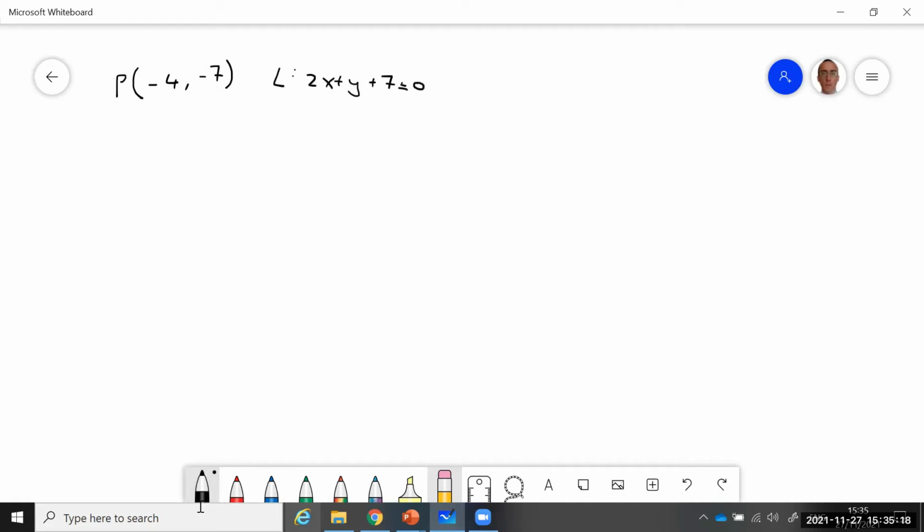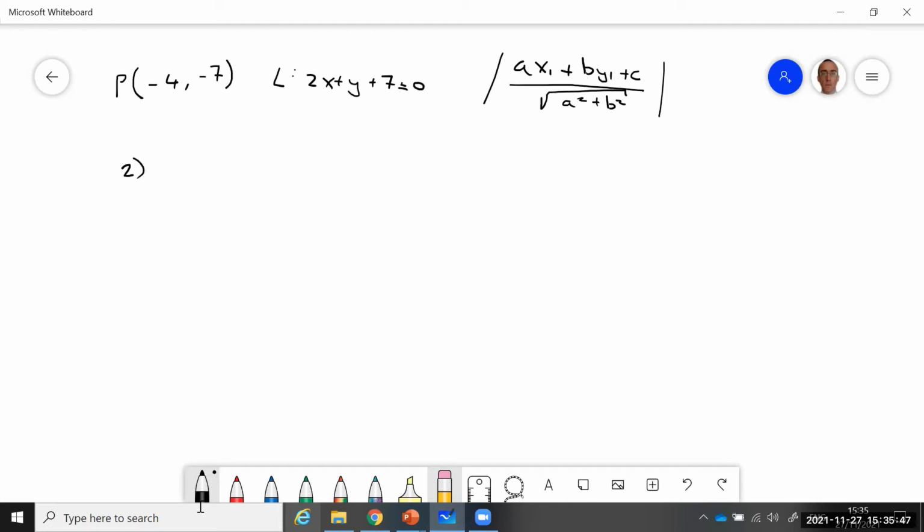Again, I don't think the formula is given in the log tables. I might be wrong, but nevertheless, it's always good to have that in your back pocket, not in a literal sense, I mean in your head. So just to fill in that formula for the perpendicular distance from point P to line L.